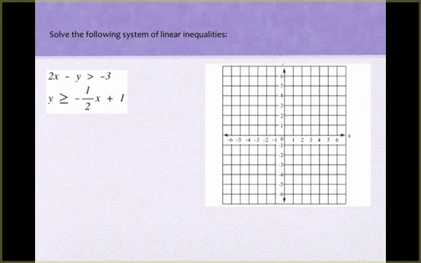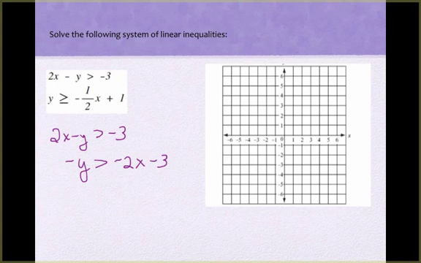Now let's take a moment and sketch another one. So we have 2x minus y is greater than negative 3. Well, the first thing we need to do is solve for y equals. So we're going to subtract 2x from both sides. Then we'll divide everything by negative 1 and get y is less than, since we divided by a negative, we've got to change our inequality, is less than 2x plus 3. So again, let's plot that.